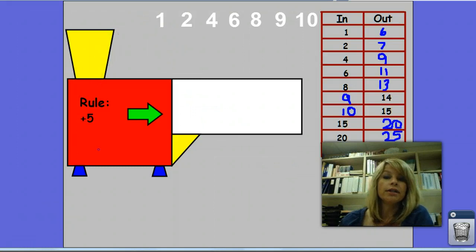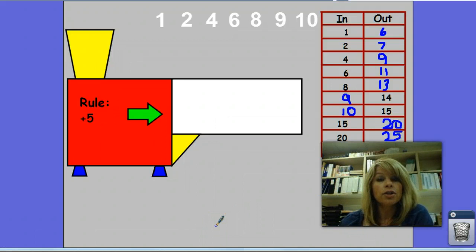Alright, let's check your answers with this function machine. Again, the rule is +5. 1 goes in the machine, +5 happens inside, and out comes 6. 2 + 5 is 7, 4 + 5 is 9, 6 + 5 is 11, 8 + 5 is 13. And this one we had to figure out blank + 5 is 14, or we could say 14 - 5 is 9, 15 - 5 is 10. 15 + 5 is 20, 20 + 5 is 25, and 25 + 5 is 30.